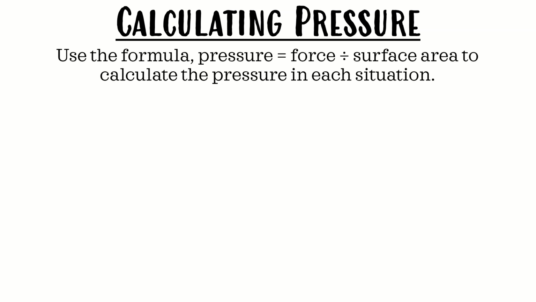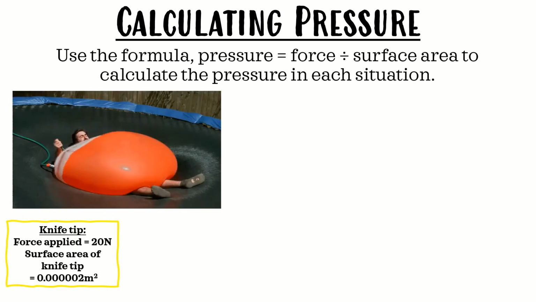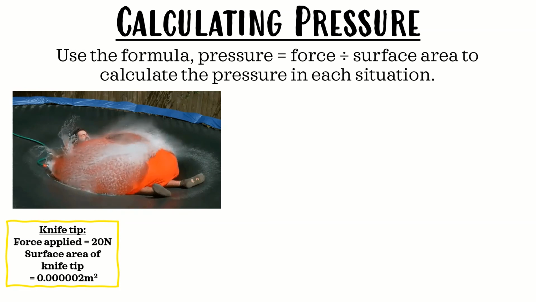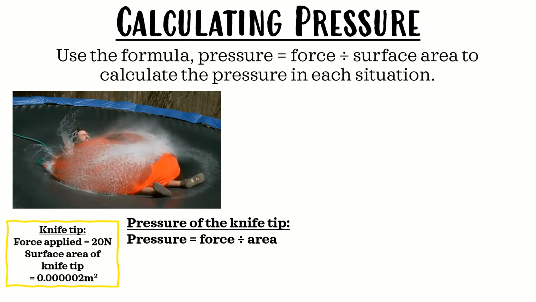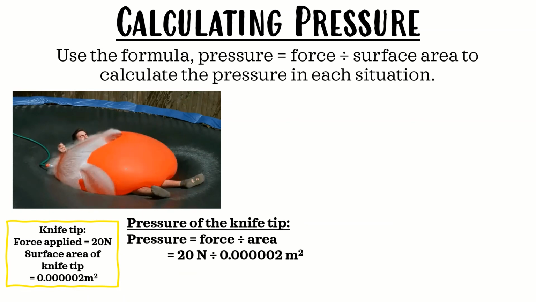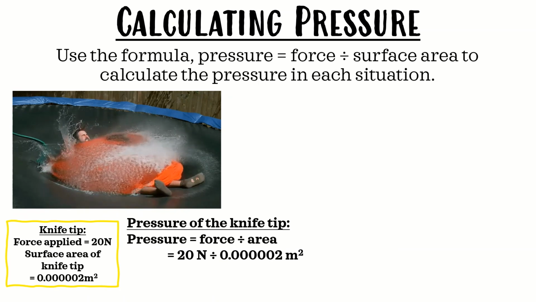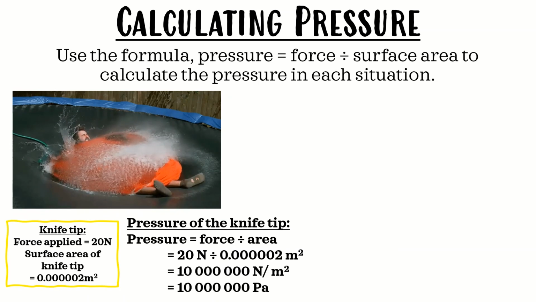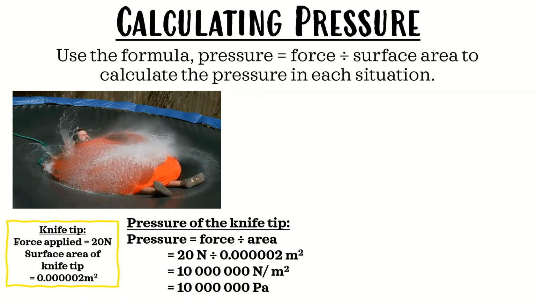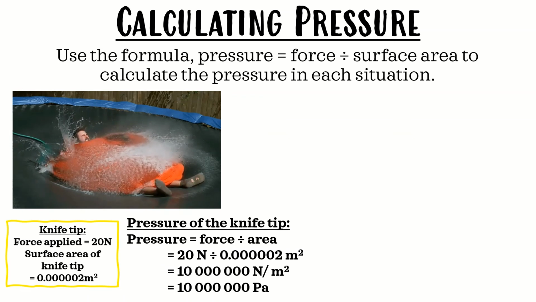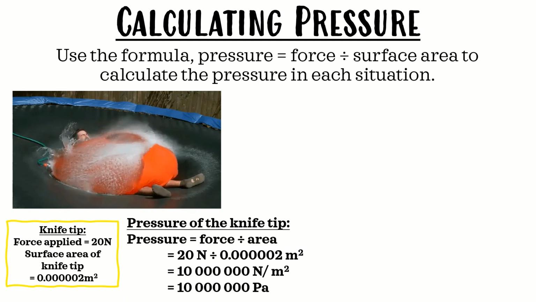So if we calculate pressure using the formula pressure equals force divided by surface area, with a knife tip, the pressure applied is 20 newtons, the force, divided by 0.000002 of a square meter, and what we get is 10 million pascals, a really big force applied through a very small surface area, big enough to instantly burst that balloon.